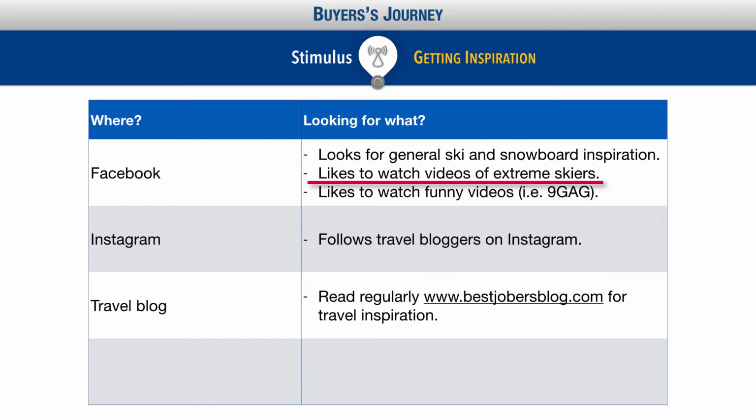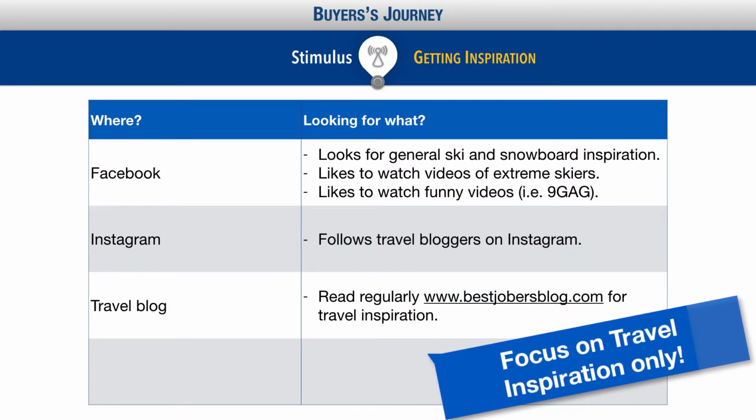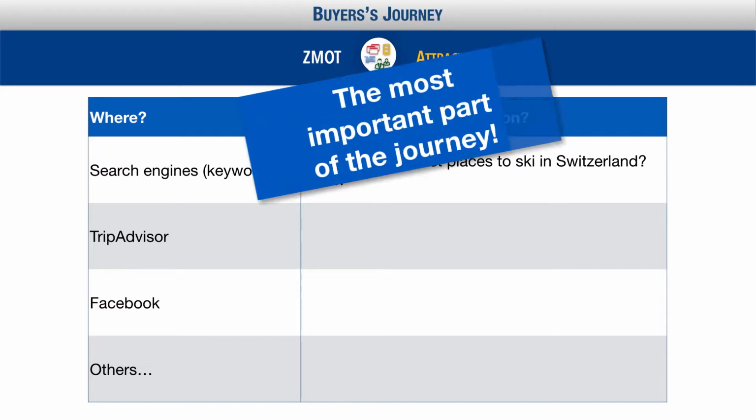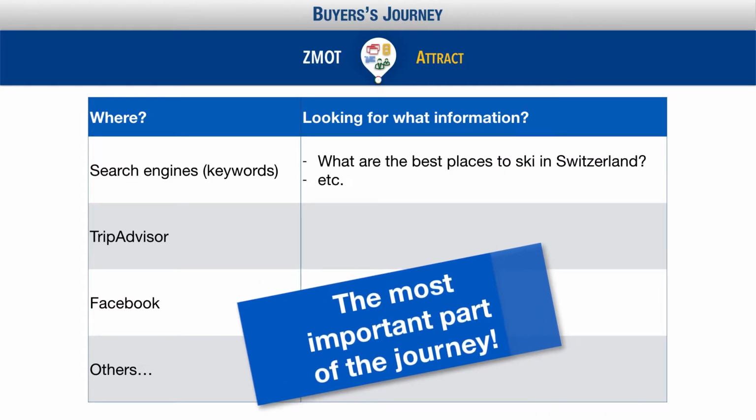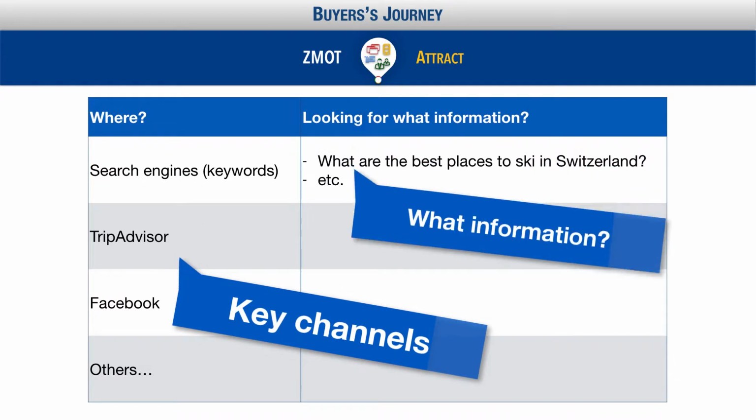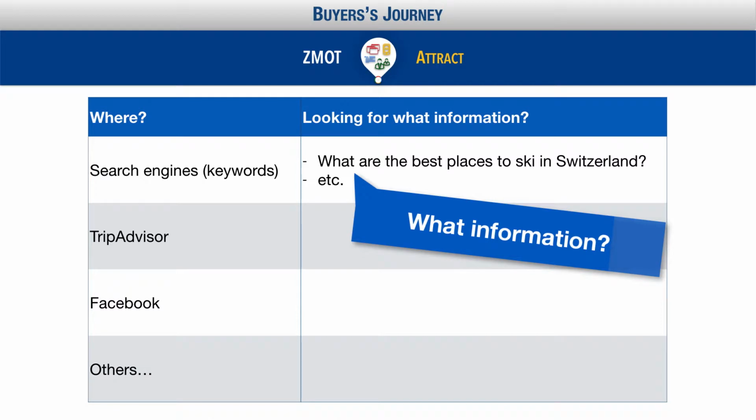I would not recommend you to list all the possible channels that the buyer persona is using every day, but rather focusing on those channels that the buyer persona is using for travel inspiration in our case. This is the section in the buyer's journey that should be the most complete. This is the one you should spend the most time on. And this is where you will try to identify all the key channels that the buyer persona is using to find more information about the destination she wants to travel to.